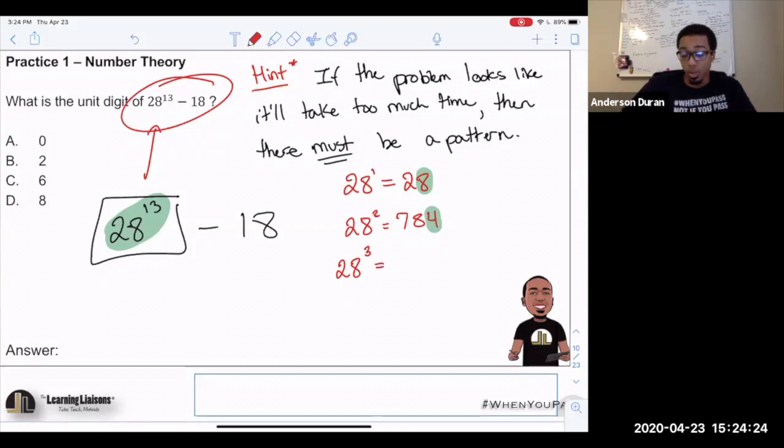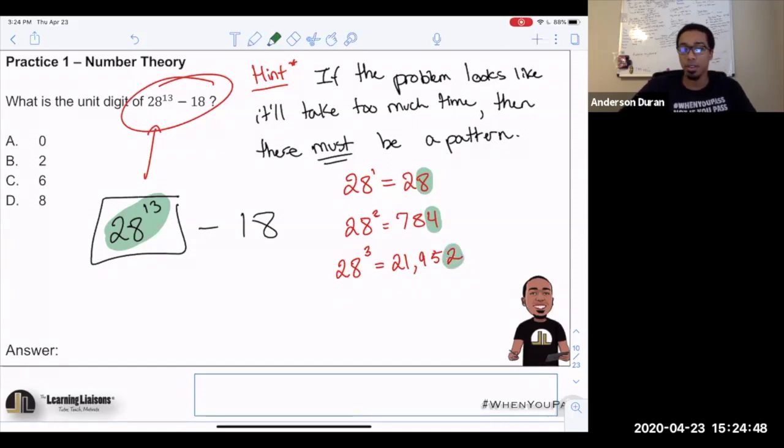Remember, 28 squared means 28 times 28. 28 cubed means 28 times 28 times 28 again. So I have one person claiming that it's 21,952. Let's confirm that, everybody. All right, perfect. So we have 3 people that have confirmed it. So it's 21,952.